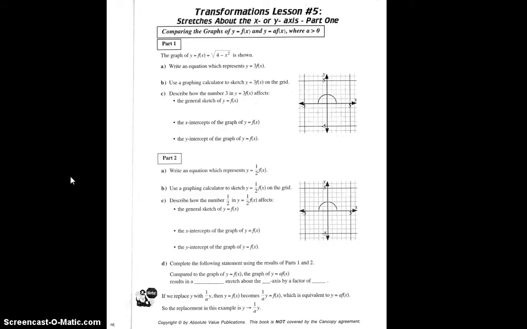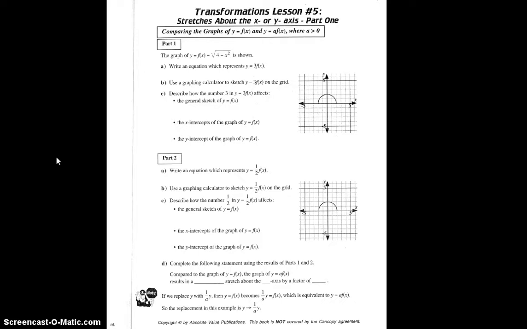Okay, transformations. We're still working on transformations. Lesson number 5, and we're going to do lesson 5 and 6 in this homework assignment. We're looking at tonight, or today, whenever you're watching this, stretches about the x or y axes.